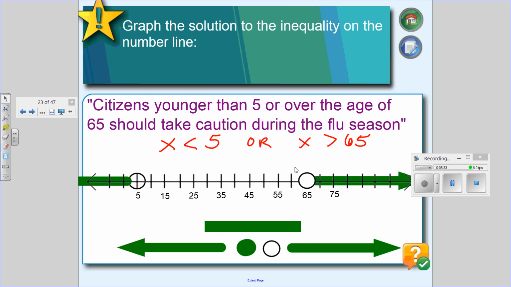But in this case, I find a little window where x will not be found when you have an or statement. So you have arrows going in opposite directions: either you're younger than 5 or you're older than 65. We have this blank space where x would not be found, right?